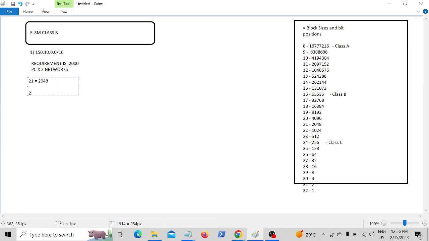So the requirement is for 2000. Which is the best bit position and block size? 2^11, which is 2048, right? So we can divide 2048 by 256. What will be the answer? 8, right? Okay, 8. So now the bit position is 21 and the block size is 8. This is the final value we got.